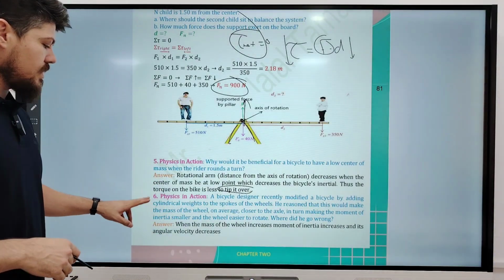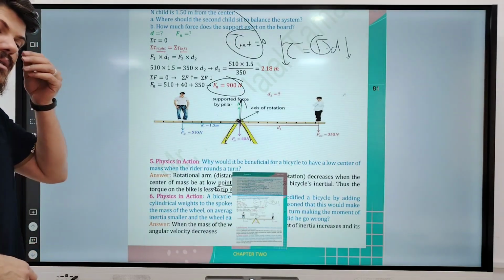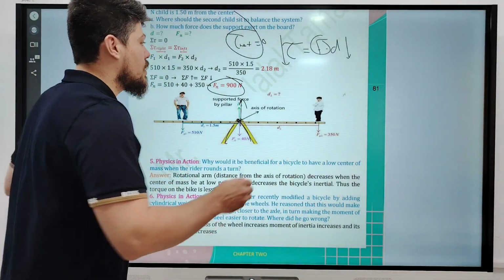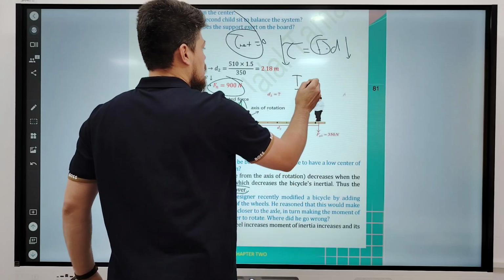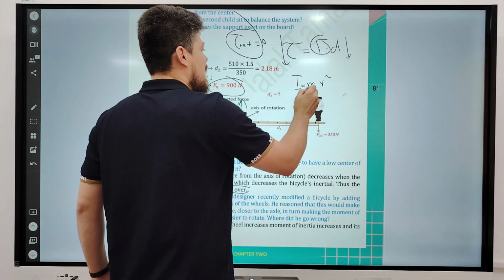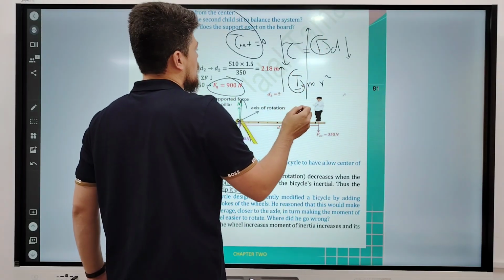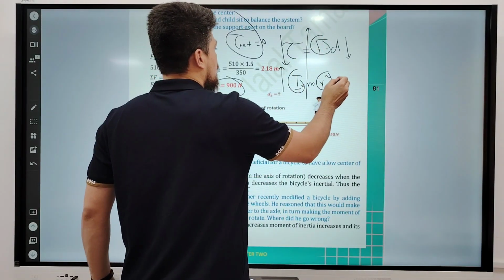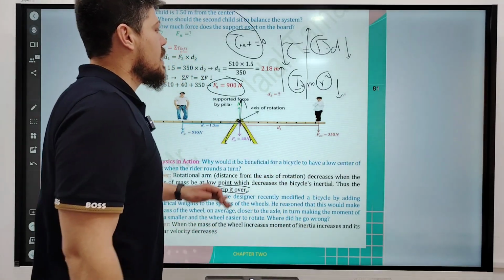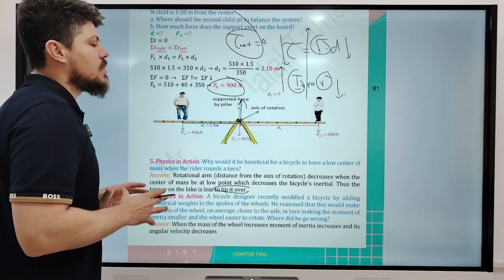The mistake is in this question. The designer added many cylindrical weights, because I is equal to what? I is equal to m r squared for the ring. When mass increases more and more, what happens to the moment of inertia? It also increases, even if the radius decreases, because the designer brought some external mass, not the mass of the wheel.